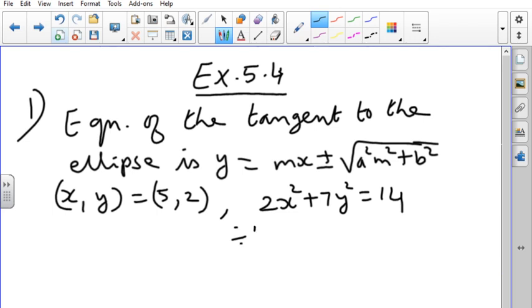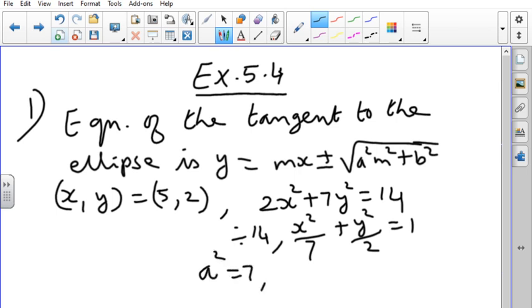So divide throughout by 14. What do you get? x square by 7 plus y square by 2 is equal to 1. So a square is equal to 7 and b square is equal to 2. So now, here it is given plus or minus, so it is enough if we consider any one of it. So we will take only plus values.